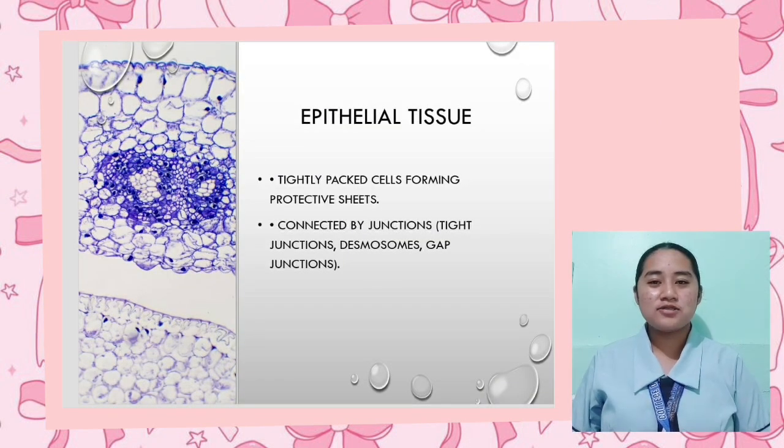Now let's look at what makes epithelial tissue unique. Its cells are tightly packed together, forming continuous sheets that protect our organs and body surfaces. And these cells aren't just stuck there. They're connected by cell junctions like tight junctions, desmosomes, and gap junctions. This helps strengthen the tissue and allows cells to communicate with each other so they can work together efficiently.